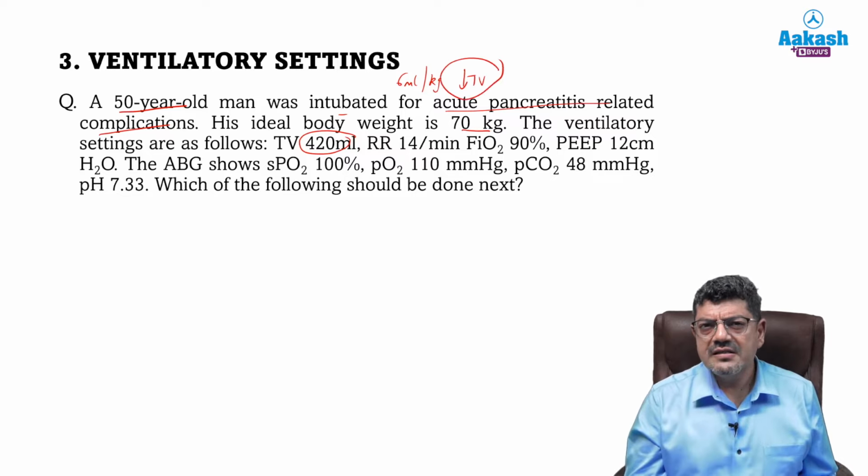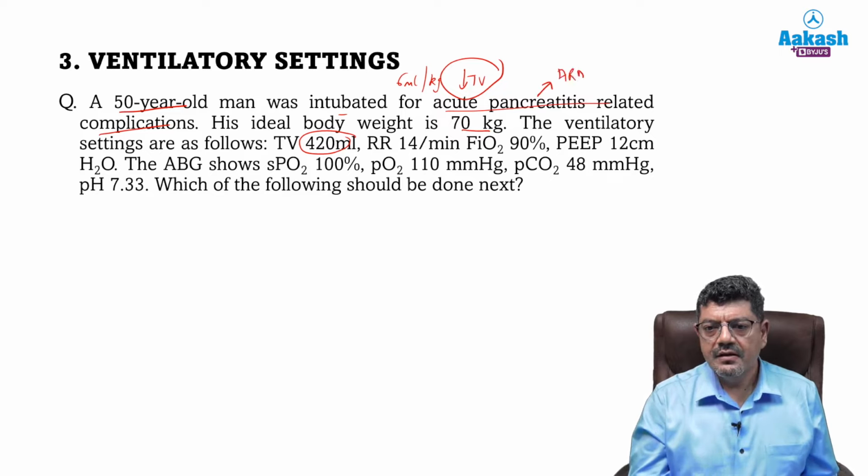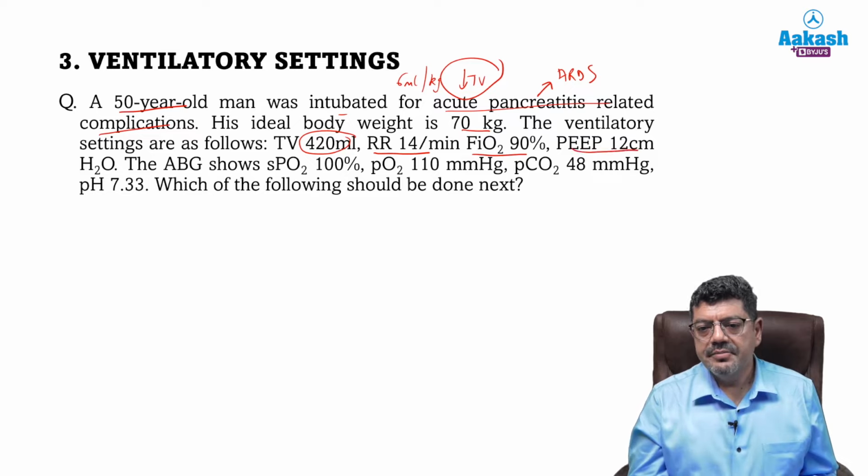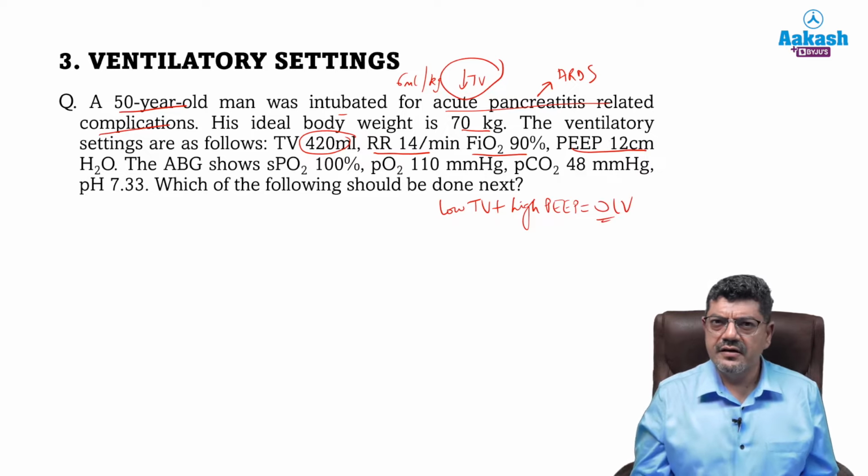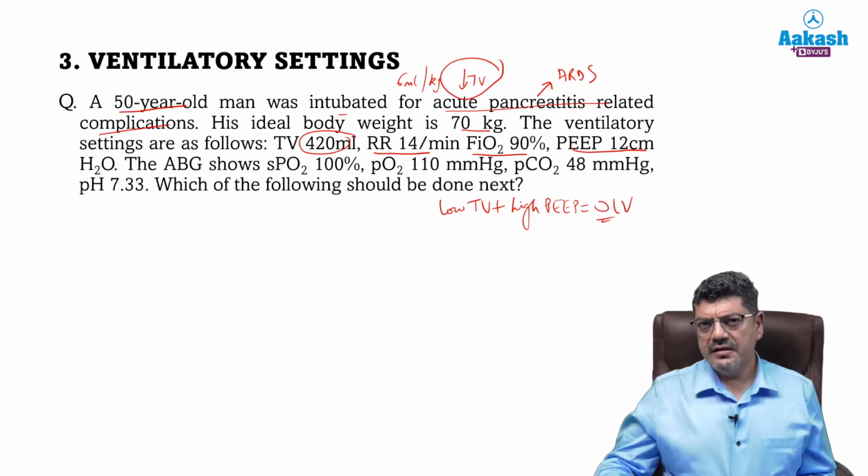And the complication that would have occurred in acute pancreatitis to lead to intubation is ARDS, right? So they've kept a respiratory rate of 14. The FiO2 is at 90%. They're using a PEEP of, so this combination of low tidal volume plus high PEEP is called open lung ventilation, right? Because there is a surfactant dysfunction in ARDS.